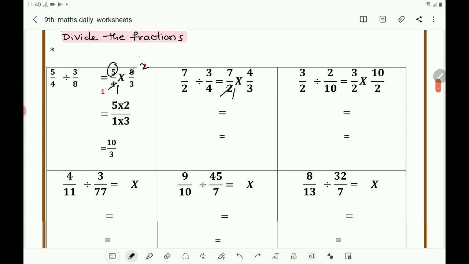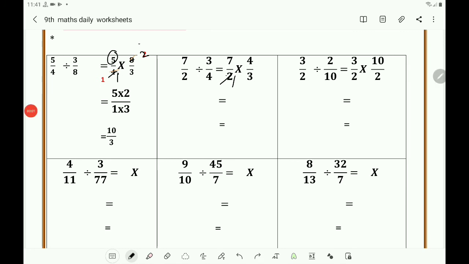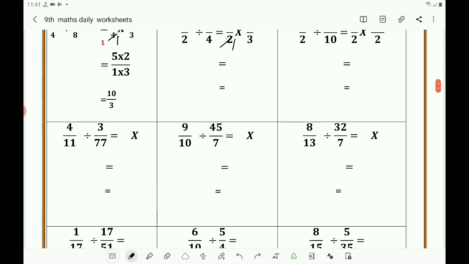Next, you take 3 by 2 divided by 2 by 10. Here also write the first fraction as it is and write into, then the reciprocal of the second fraction, 10 by 2. Now you try to cancel, simplify the fraction. You know that 2 ones are 2, 2 fives are 10. You can do that. Next take 4 by 11 divided by 3 by 77. Here also write the first fraction as it is and write the reciprocal of the second fraction.